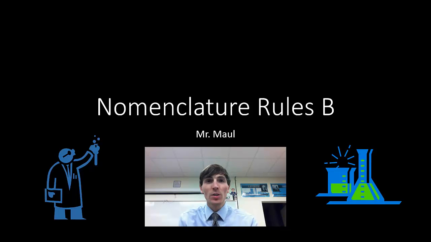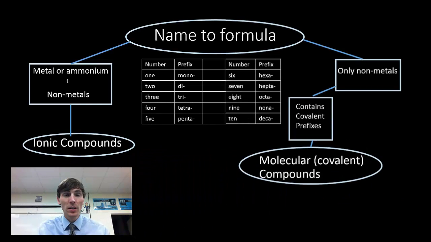We're going to talk about changing a name into a formula for molecular covalent compounds. So let's go ahead and get started. We already talked about ionic compounds, so you can go check out those videos to figure out how to do that. Specifically today, we're talking about how to do these for molecular or covalent compounds. Now, covalent compounds are when we have two or more nonmetals that are sharing electrons.